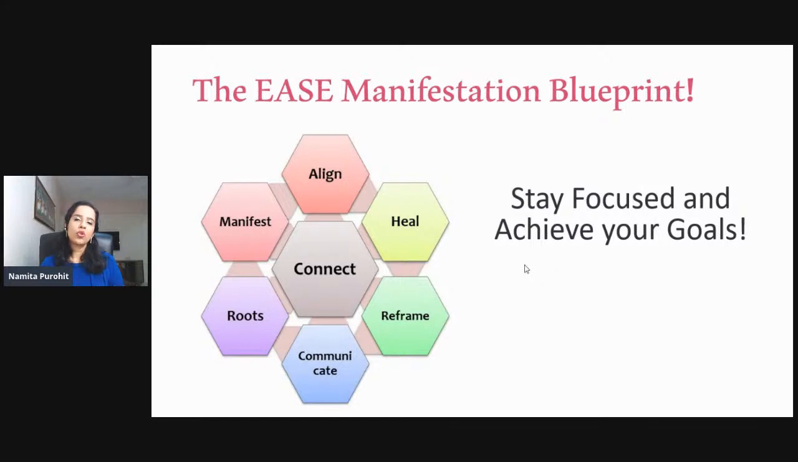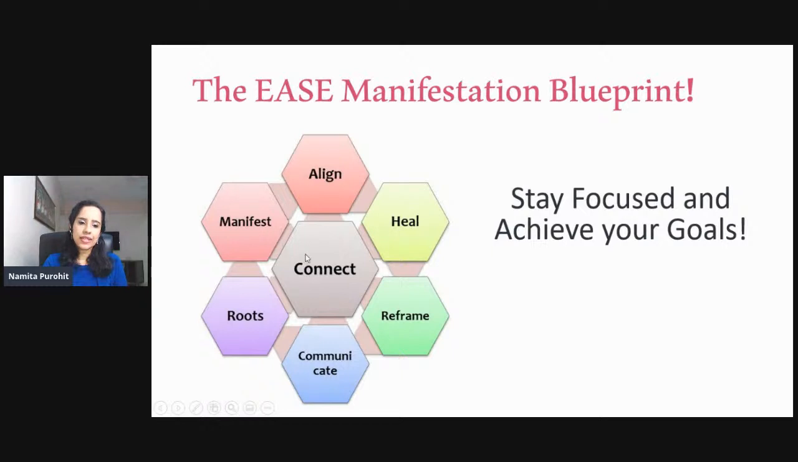So this is a blueprint to help you manifest your best life, and this used to be called the Ease Success Path. But I thought the name Ease Success Path doesn't do it so much justice, because it's not just a success path. It's basically a very intense, very nicely intertwined blueprint. And we're going to go through each and every stage over here. We're going to talk about what each of these stages is. All these things that you see here, we begin with connect. So connect, align, heal, reframe, communicate, roots, manifest, like that, right?